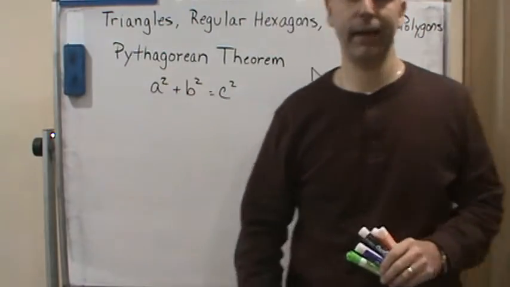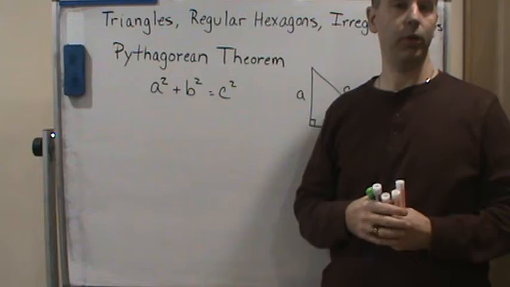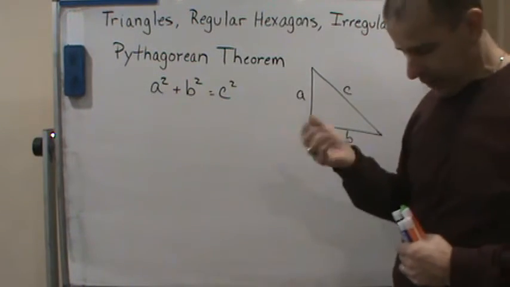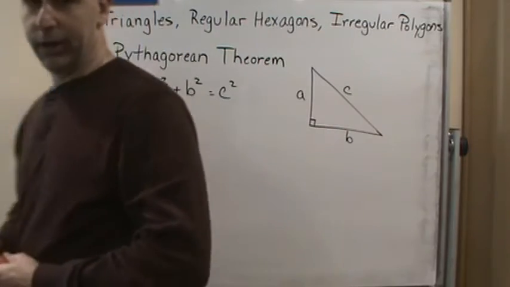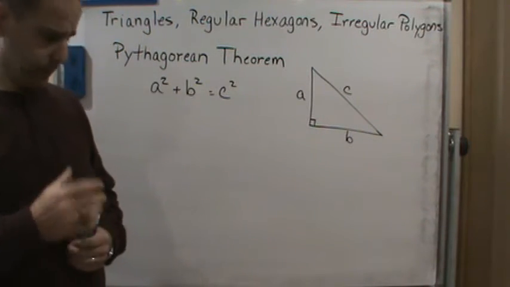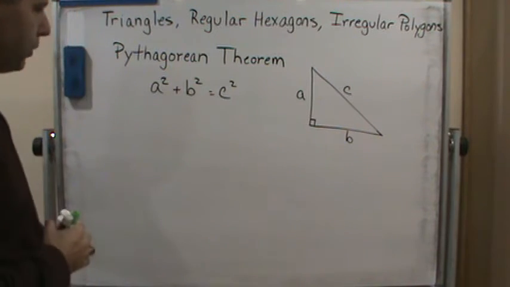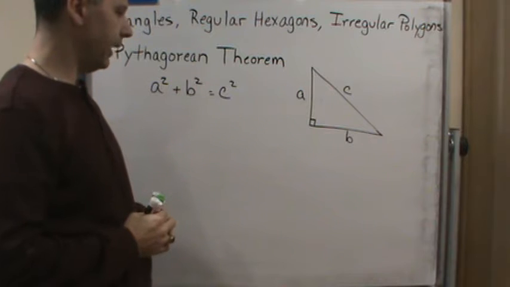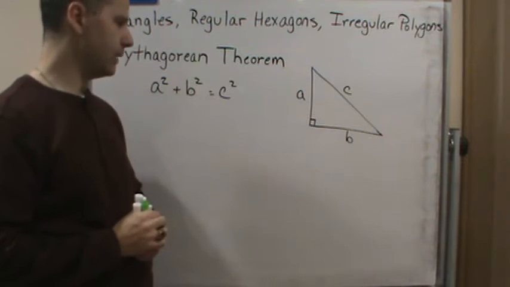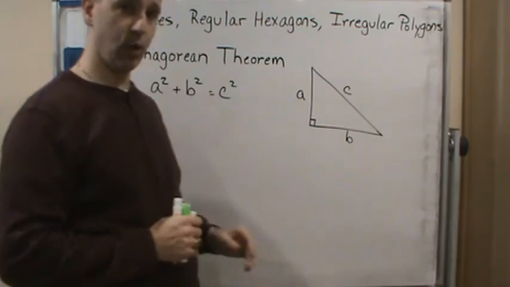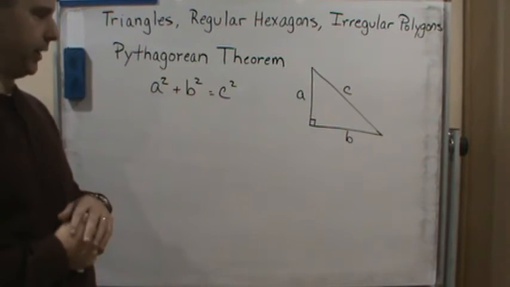Okay, so welcome back, and now we're going to talk about something called the Pythagorean Theorem. The Pythagorean Theorem was developed by a famous mathematician a long time ago called Pythagoras. He did a lot of work with geometry, and one of the things he found was this relationship between the sides of a right triangle. Okay, this is only for right triangles.